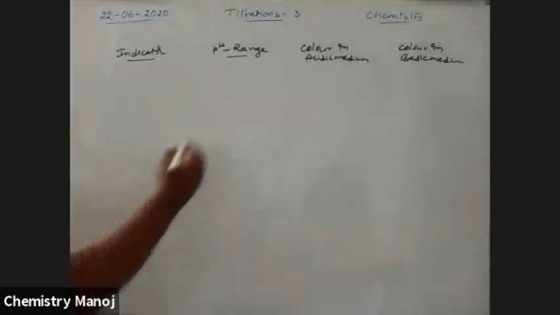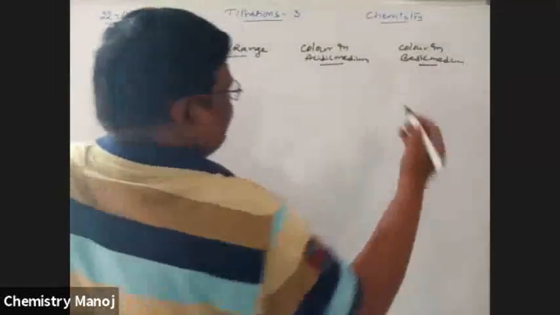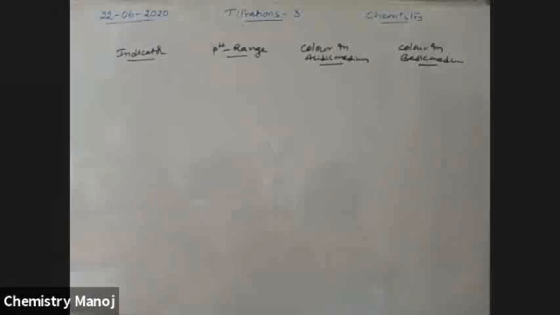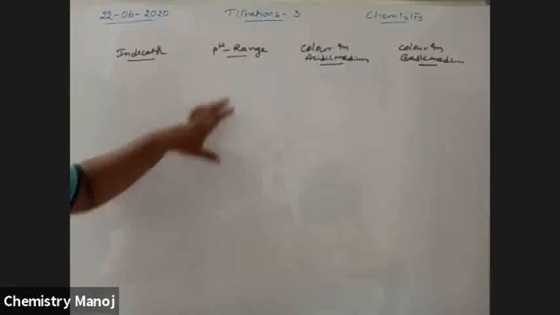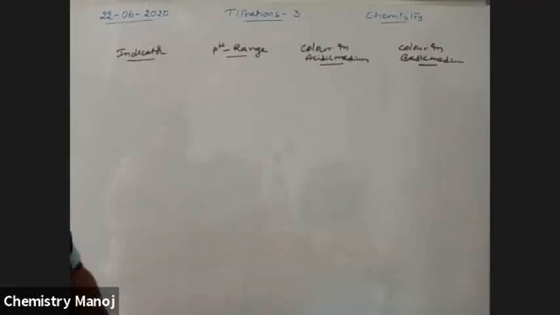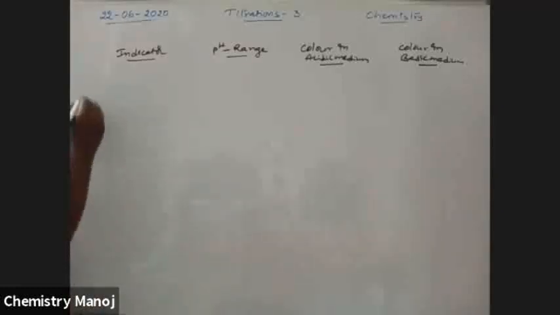First of all, we use two indicators frequently. The detailed explanation we will discuss in ionic equilibrium. I'm just giving information about methyl orange and phenolphthalein only. There are several acid-base indicators, and all those we will discuss in the ionic equilibrium chapter. So wait until the chapter end. Here we are using only two indicators.